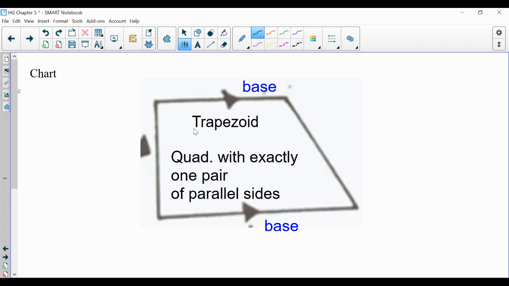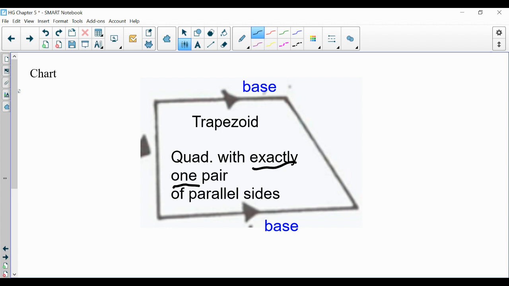Now we get to the trapezoid, so the right side of the trapezoid. Trapezoid is a quadrilateral with exactly one pair of parallel sides. So if you look back at the original, you'll notice parallelogram is not connected to a trapezoid, even though they both have parallel in their definition. Parallelogram has all opposite sides parallel, whereas trapezoids have only one, and those parallel sides we call the bases.